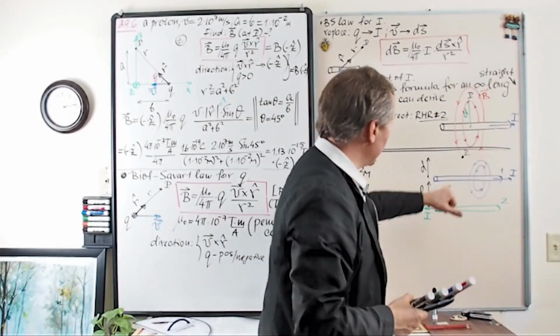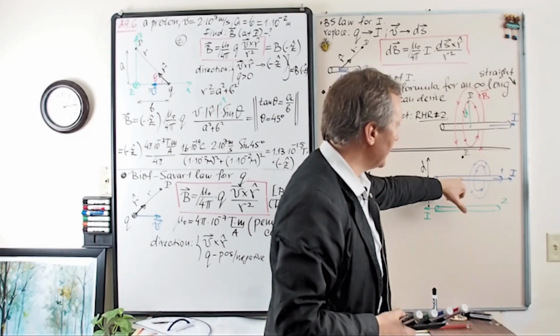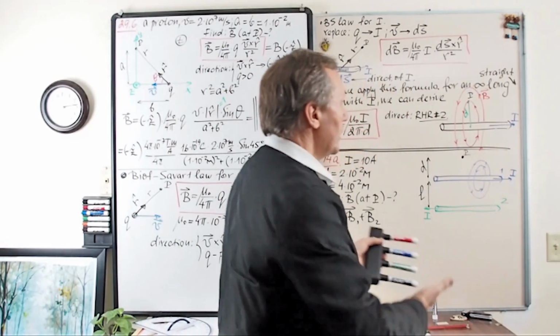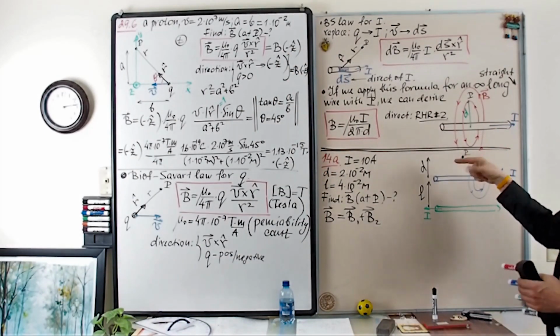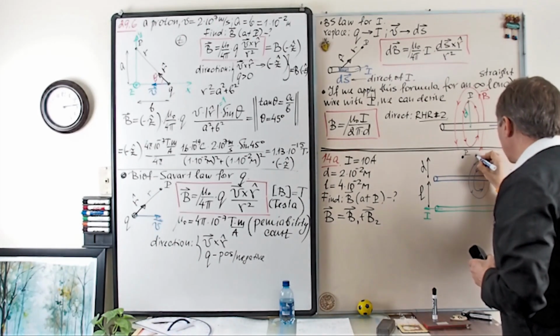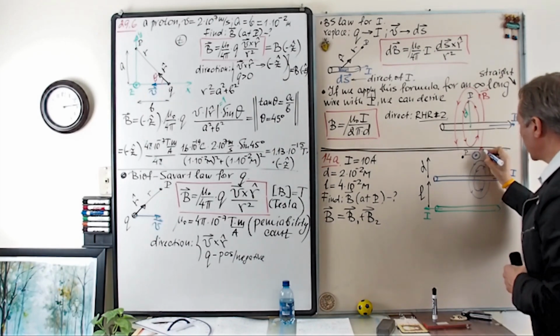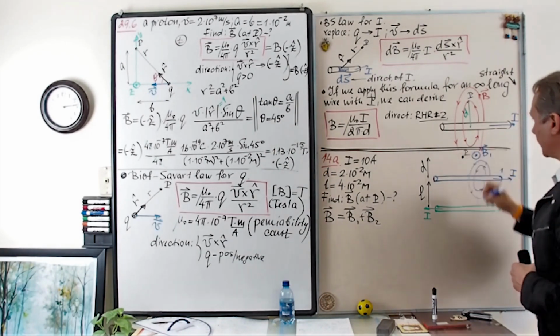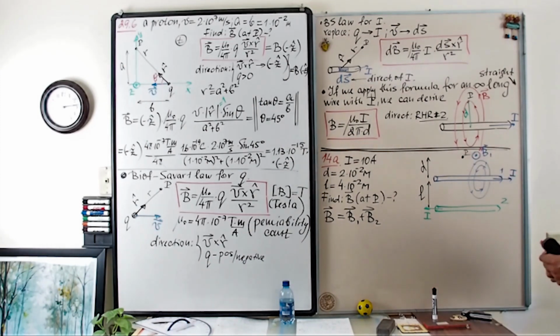So it looks like B1 at point P, since point P is above the wire 1, is out of the board. So B1 is out of the board. That is a dot. So the direction of the magnetic field B1 at point P is out of the board.